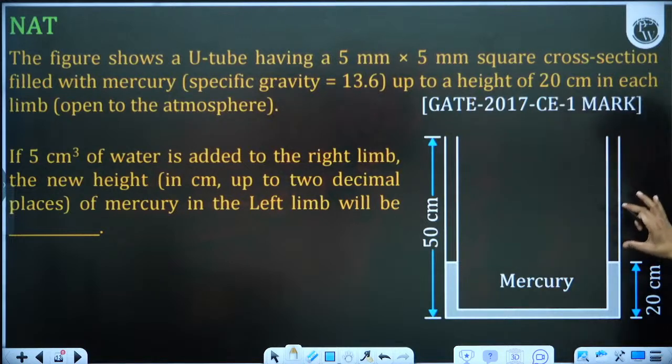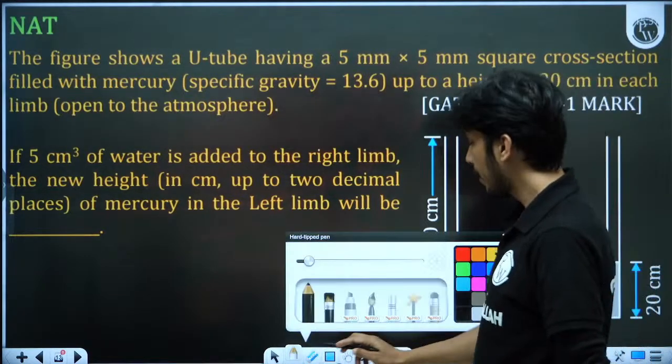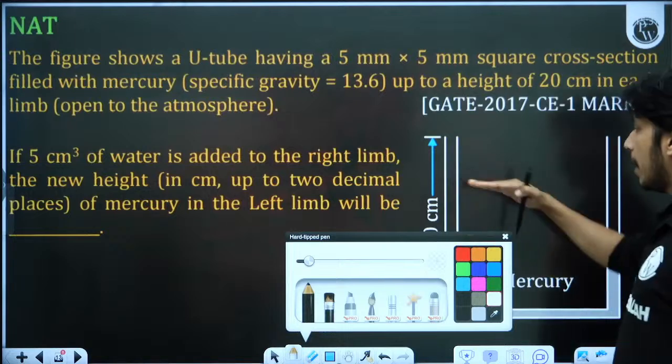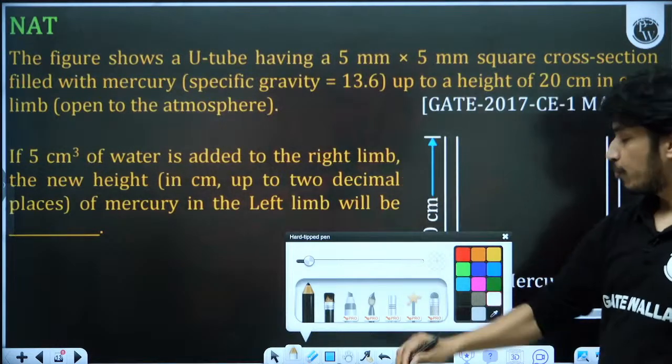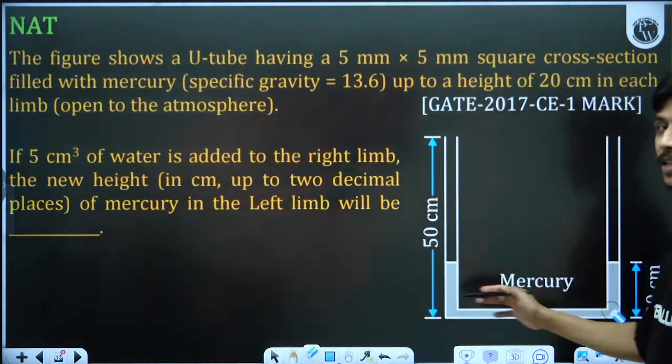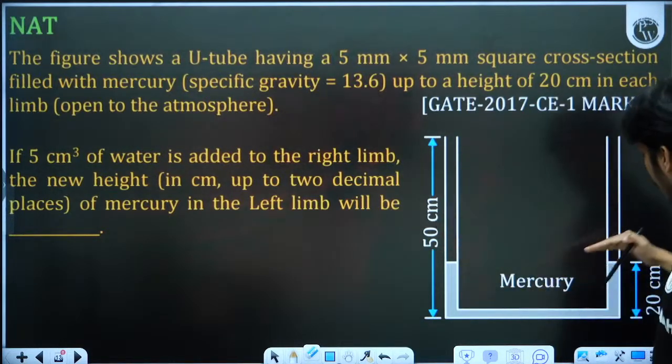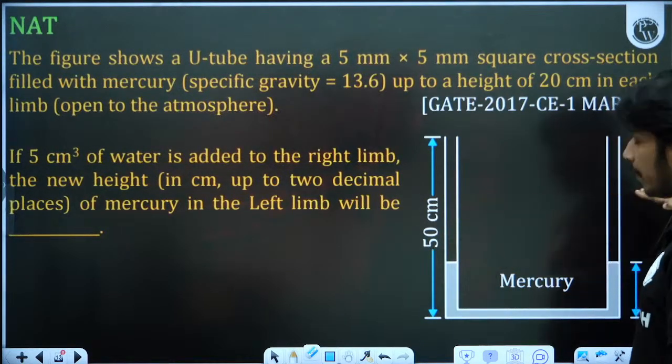Here we are adding the water. Whenever we add the water, due to the pressure, this mercury will go down and this mercury will go up, but the level will not be the same. Why? Because if the fluid on both sides is the same, then the level will be the same. Here water is there, it is light. Here mercury is there, it is heavy. So here it will go down, here it will go up, but the level will not be the same.